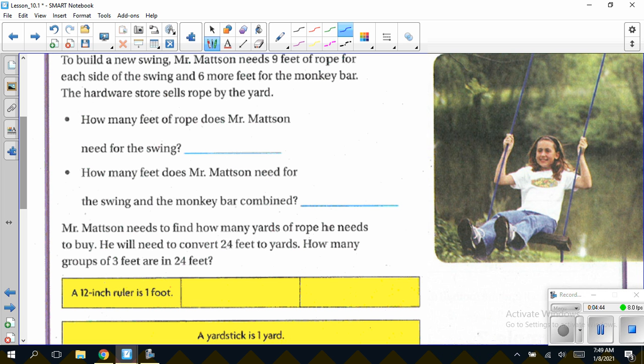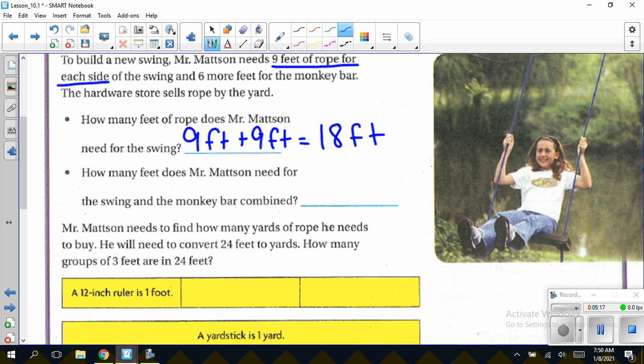So, ladies and gentlemen, we know from the story problem, it says 9 feet of rope for each side of the swing. And if you recall, there are 2 sides. If you look at the picture to the right with a girl swinging, you notice that there are 2 sides of rope for the swing. So if you have 9 feet on one side plus another 9 feet on the second side, that will give you a total of 18 feet of rope that you need for the swing.